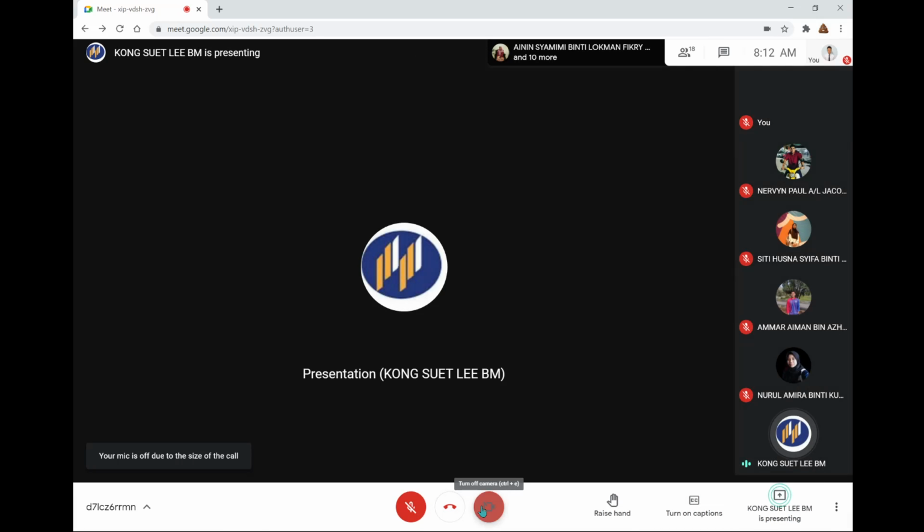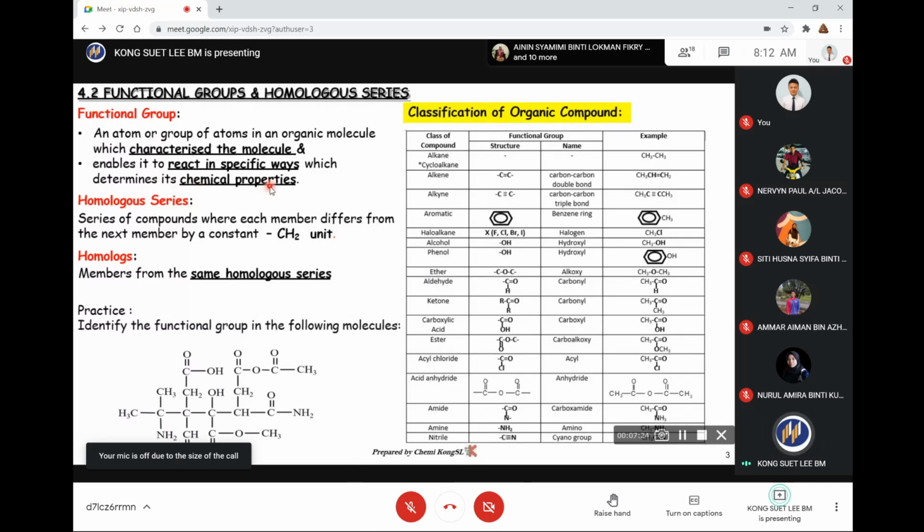React in specific ways, which determine its chemical properties. It means that if the compounds have the same functional group, they have the same chemical properties, so they undergo a set of chemical reactions. Homologous series is a series of compounds where each member differs from the next member by a constant CH2 unit. If you watch my video, I explained how they differ by a CH2 unit. And homologs are the members from the same homologous series.